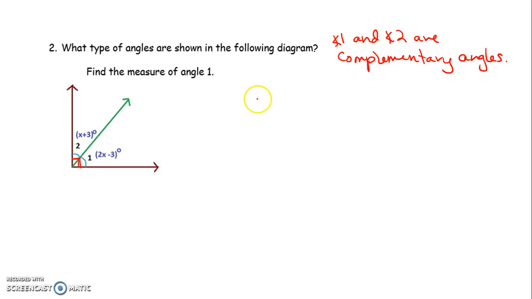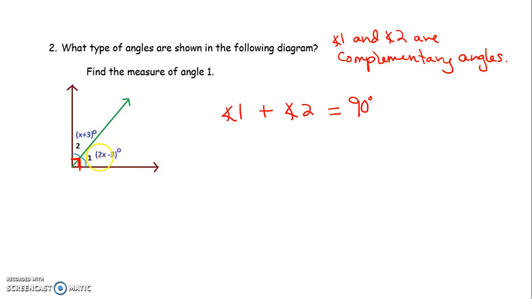Two angles that add up to 90 degrees are complementary. So now we'll be able to find the measure of angle 1. Two angles that add up to 90 degrees are complementary. So I know angle 1 plus angle 2, together those two angles have to add up to 90 degrees. That's what that little symbol tells me.